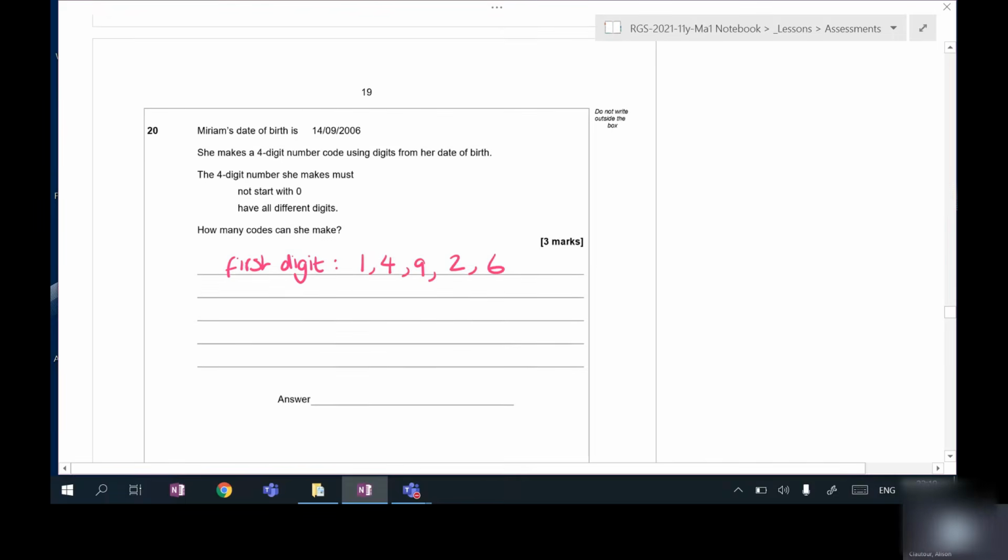Okay, so we've got 1, 2, 3, 4, 5 options. For her second digit, the 0 can now be included. But whatever she picks, they've got to have all different digits, so whatever she picked for the first digit can't be picked again. Let's assume that she picked 6, for example. You can't pick 6, but we've still got 1, 4, 9, and 2. And now you've got the 0 thrown in as well. So you've still got 5 options for the second digit.